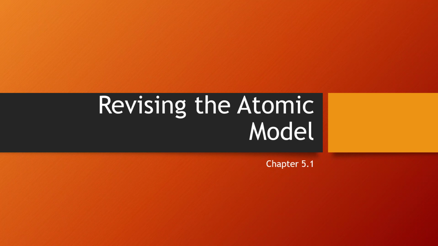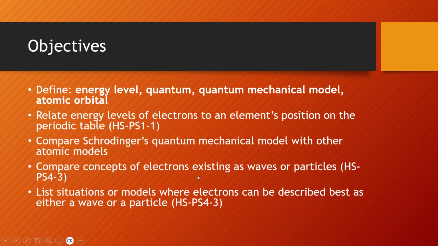In this lecture, we're going to look at Bohr and Schrodinger's atomic models and look at how electrons can be either waves or particles. Be able to define energy level, quantum. We're going to get into the quantum mechanical model a little bit, and atomic orbital will be covered in a separate micro lecture. Be able to relate energy levels of electrons to an element's position in the periodic table. Again, that's the next micro lecture.